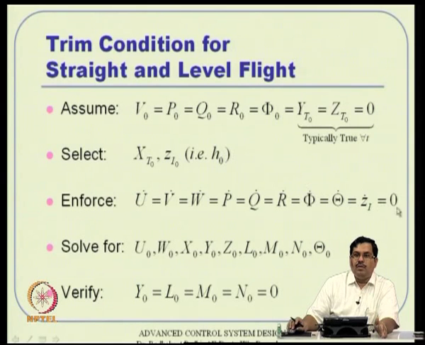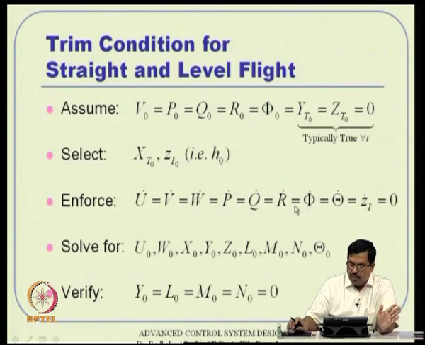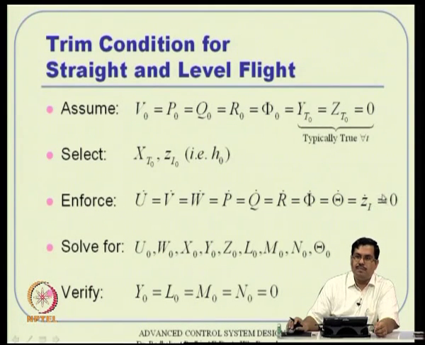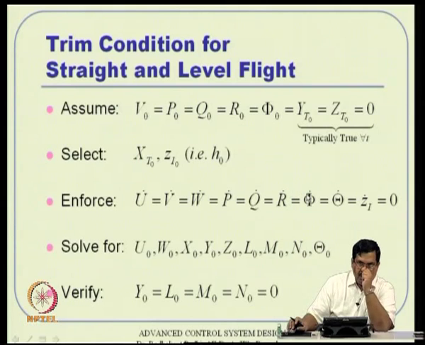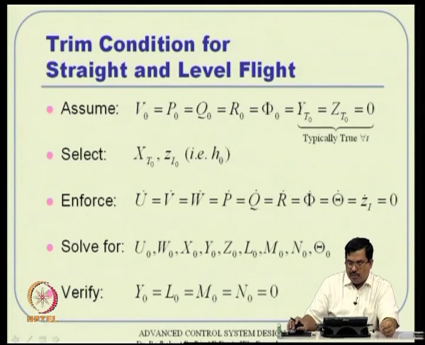Then you want to enforce, remember these 9 equations are there for us. All these 9 equations should have the rate of those variables equal to 0. There is no rate of change for all these: u dot, v dot, w dot, also p dot, q dot, r dot, phi dot, theta dot and z I dot. This is the height part of it. So, if I force all these quantities to 0, this will essentially give me various free variables, and out of these free variables I know this, and I have to find out this.